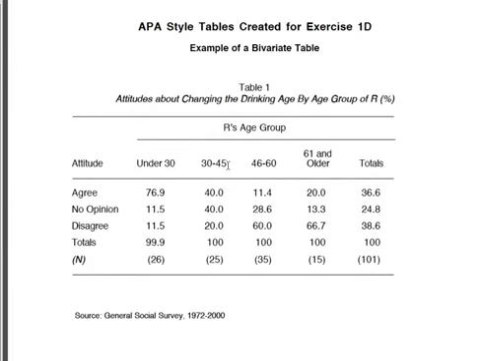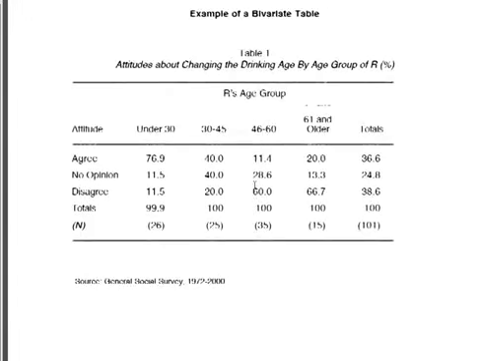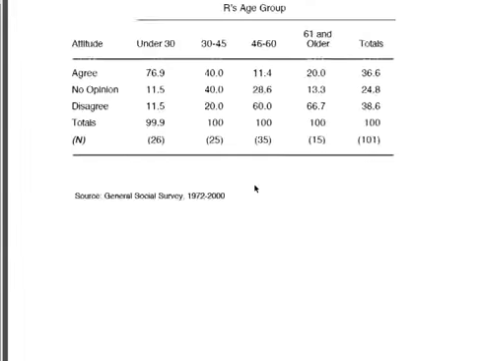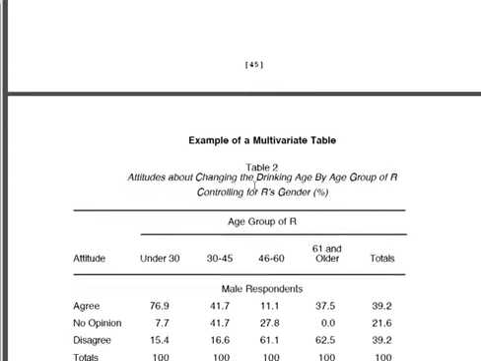Your paper for exercise 1D will consist of no more than 3 pages. Page 1 is your cover page. It's that easy. Page 2 is your bivariate table based on the SPSS data file output that you selected. And then you're also going to include a multivariate table.